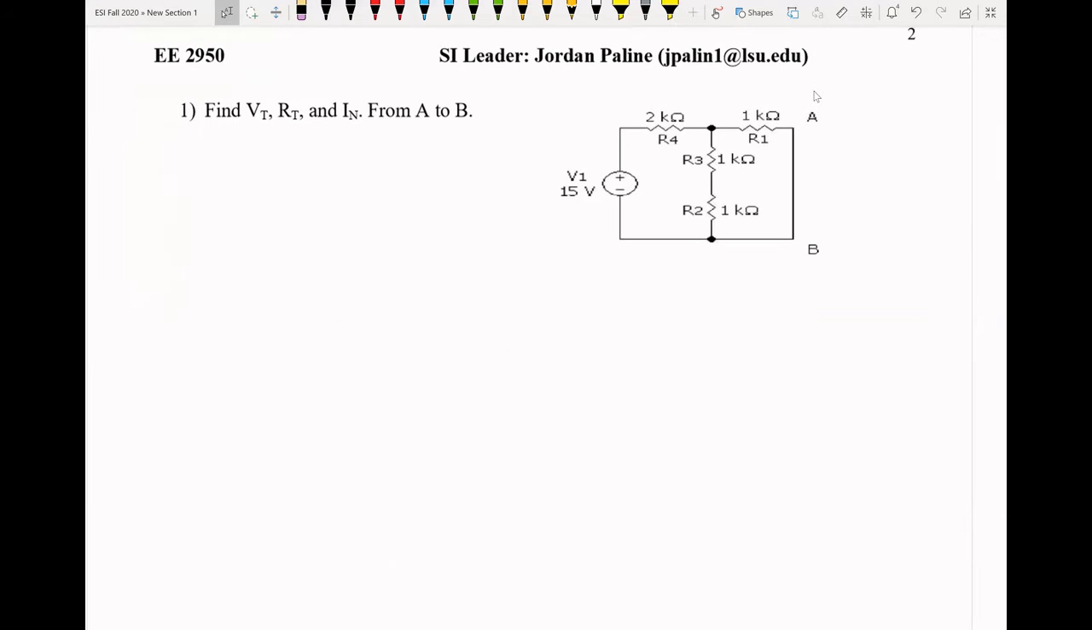Okay, let's take a look at the first problem. The first problem is asking us to find V Thevenin, R Thevenin, and I Norton from A to B. So, what does this mean for us here?